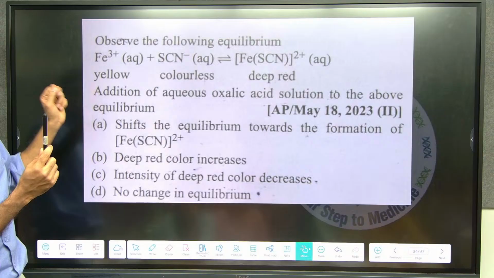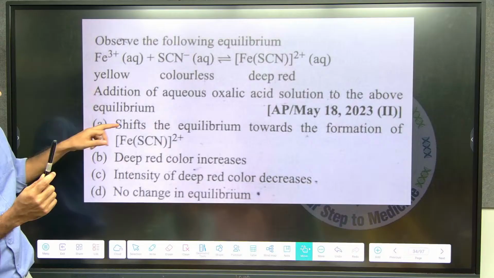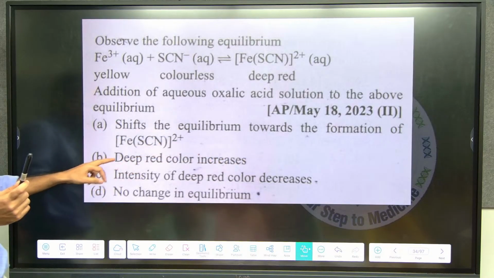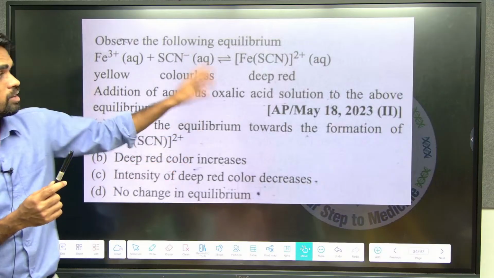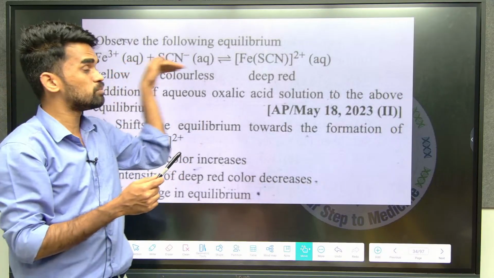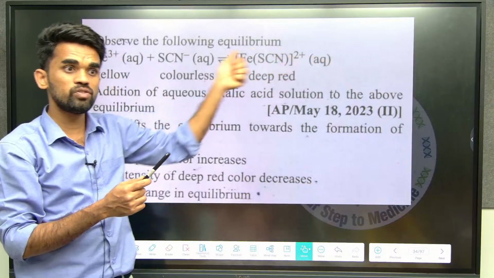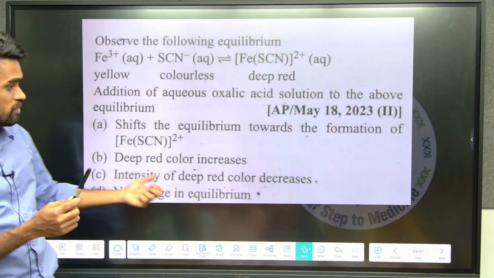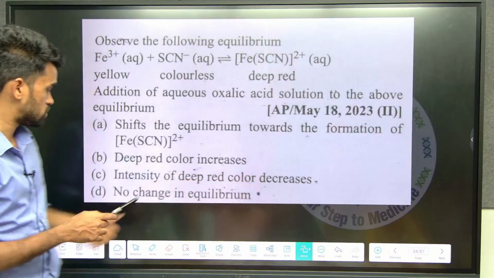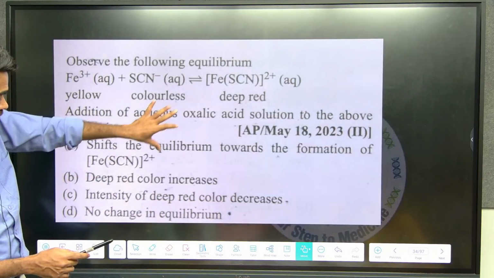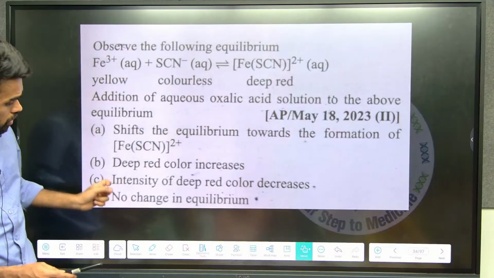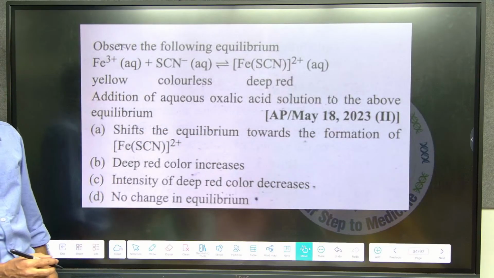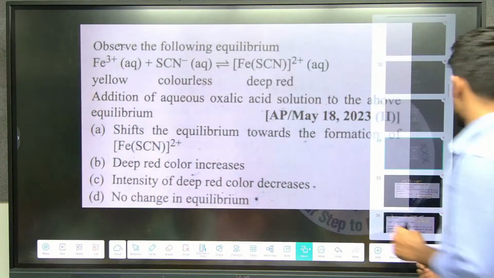Go through the options: shift the equilibrium towards formation of product? No. Deep red color increases? For the deep red color to increase, it should move forward, but it is moving backward now. So the intensity of deep red color decreases. So option C, and there is no change in equilibrium. No, only option C is perfect. Clear? Yeah.